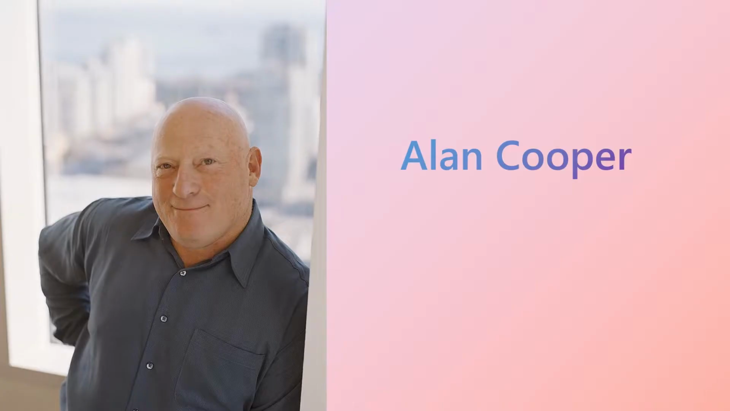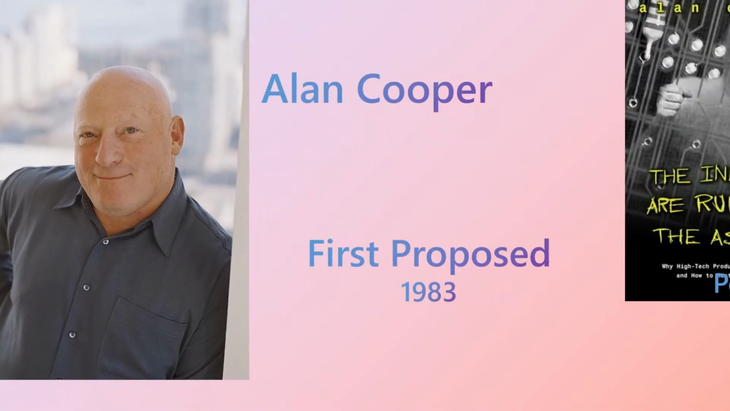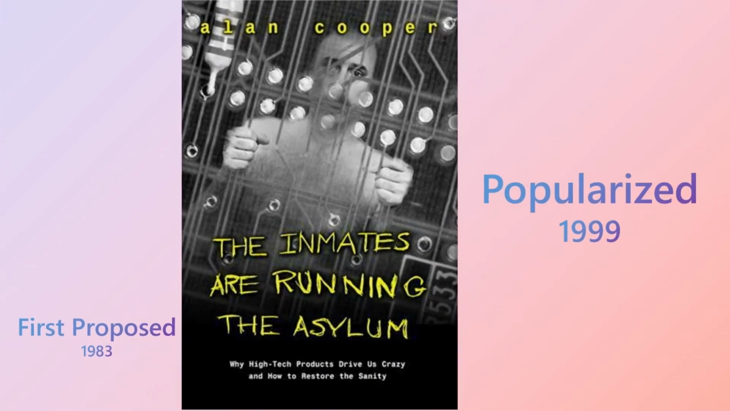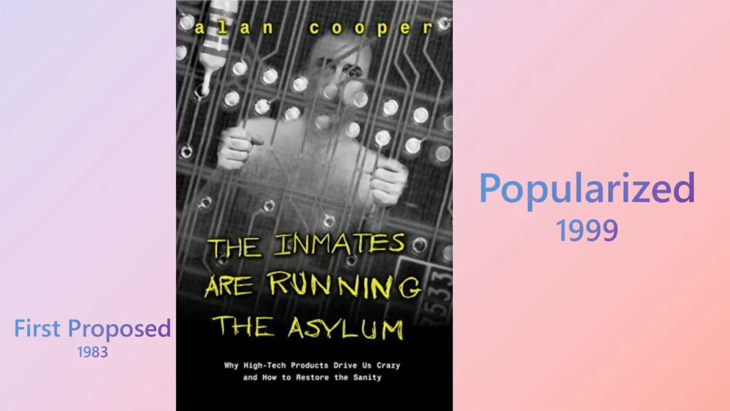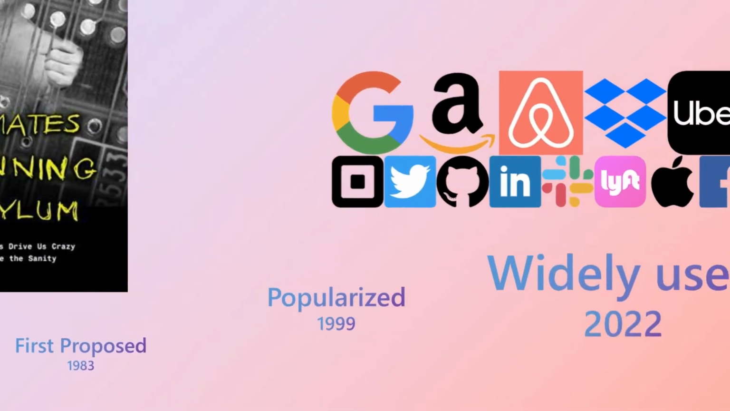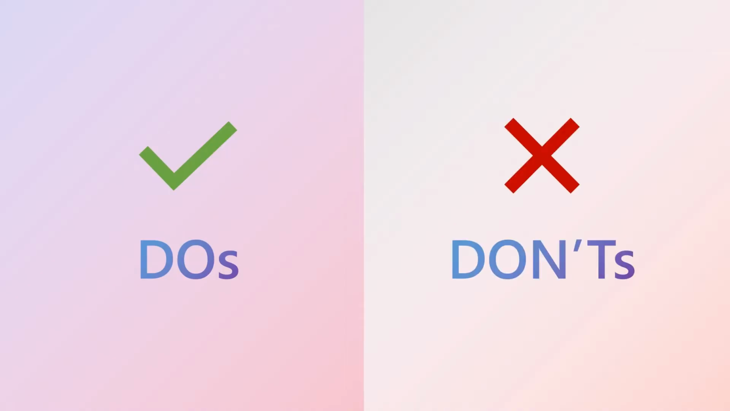The concept of persona was first proposed by Alan Cooper in 1983 and was popularized for online business and technology community after his first book in 1999. Nowadays, it has been widely used for product design, UX design, marketing, and advertising promotions. In this video, I'd like to share common practices and mistakes people make when they build user personas for their products.